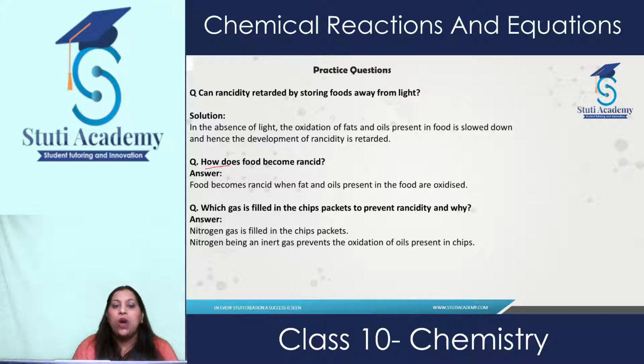Next is, how does food become rancid? Food becomes rancid when fats and oil which are present in the food material come in contact with the oxygen. Next question is, which gas is filled in the chips packet to prevent rancidity and why? And the answer is nitrogen gas, because this nitrogen gas is inert and it prevents the oxidation of oil.